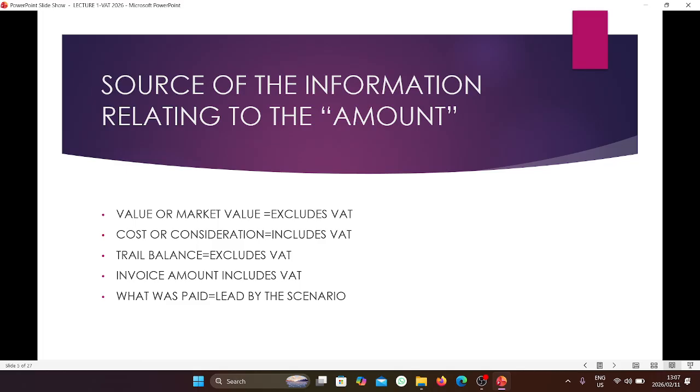Very important, they even tell you in the scenario that the amounts are inclusive of VAT unless stated otherwise, right? Or the amounts are exclusive of VAT unless stated otherwise. So it's very important that you're reading your information and your scenarios very clearly, because sometimes information is given there and we as students tend to miss it, right?